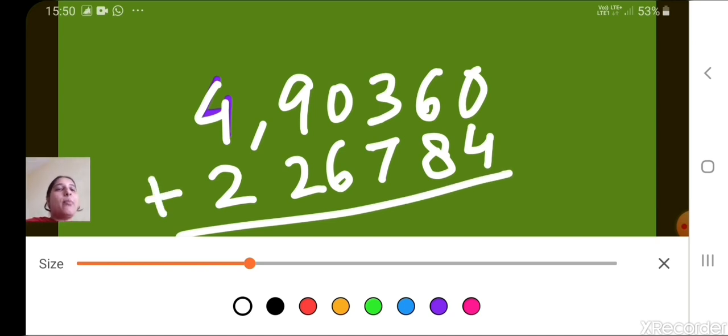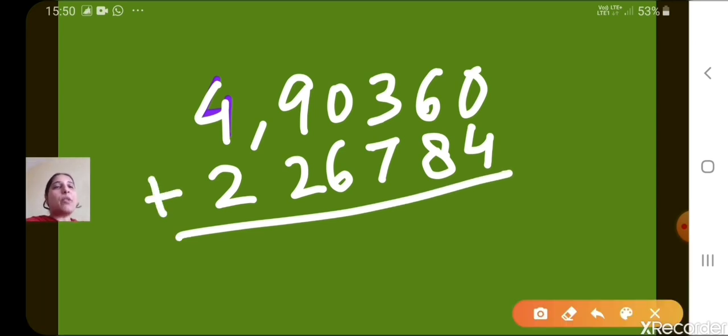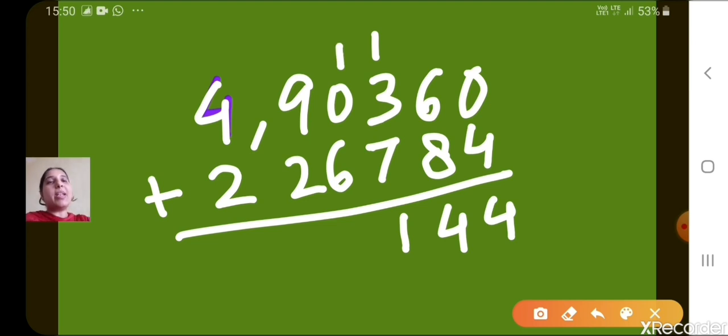So let's start from ones column. So 0 plus 4, what will we get, children? 4. 8 plus 6, 14. So 4 we will write here and 1 will be carried over to hundreds place. Now 3 plus 1, 4. 4 plus 7, 11. So 1 we will write here and 1 will be carried over to the next place, that is thousands place. Now 1 plus 0 plus 6, what will we get?